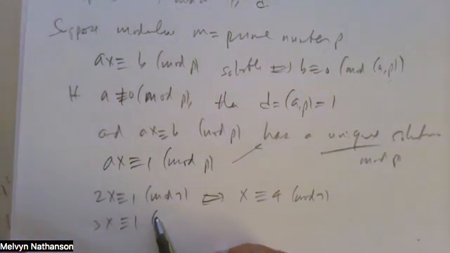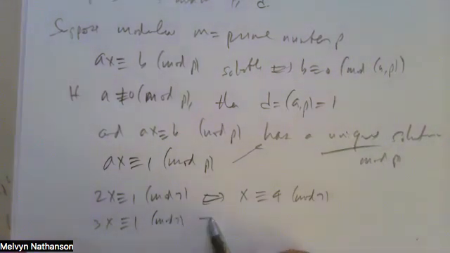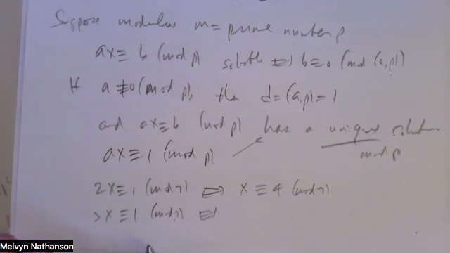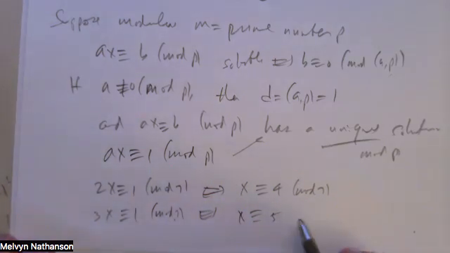If I take 3x congruent to 1 mod 7, 3 and 7 are relatively prime. The greatest common divisor is 1. This has a unique solution. What is the solution? I think 5 is the solution, because 15 minus 1 is 14.